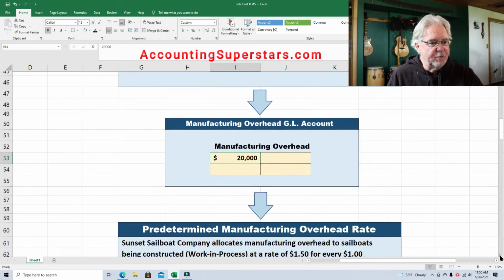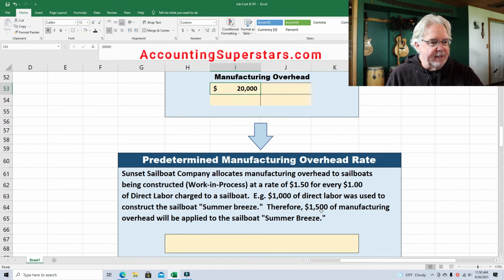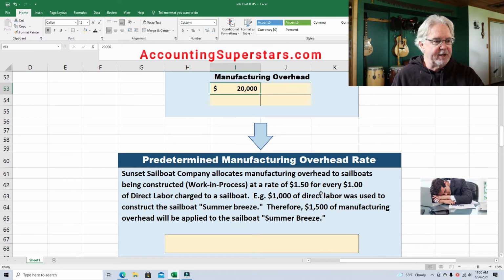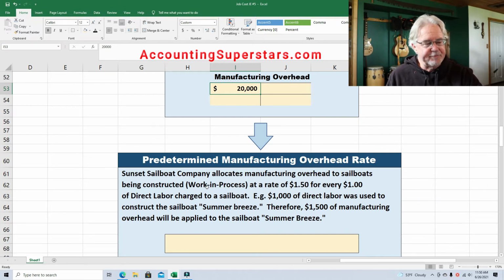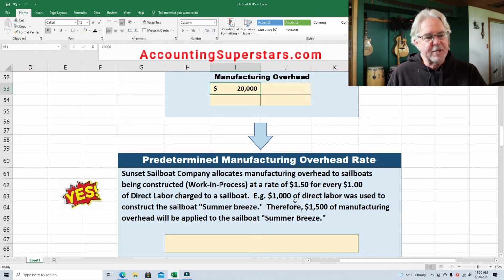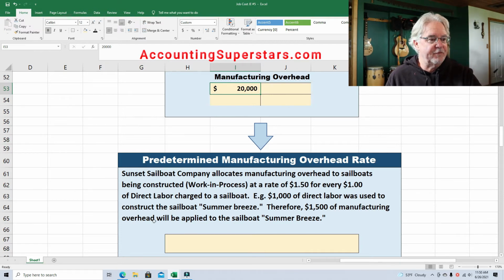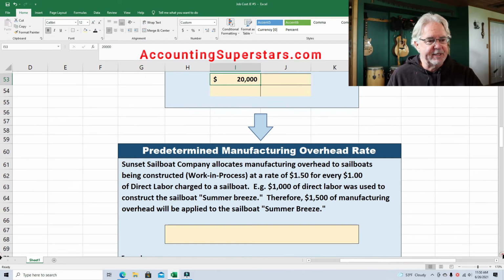All right, so how does this work here? Well, we've got to allocate this overhead to the different jobs. So here's an example, the predetermined manufacturing overhead rate. Sunset Sailboat Company allocates manufacturing overhead to sailboats being constructed, and it's going to go into work in process at a rate of $1.50 for every dollar of direct labor charged to a sailboat. So in other words, for every $1 of direct labor, we're going to add in $1.50 of overhead. And for example, $1,000 of direct labor was used to construct the sailboat Summer Breeze. Therefore, $1,500 of manufacturing overhead will be applied to the boat Summer Breeze.